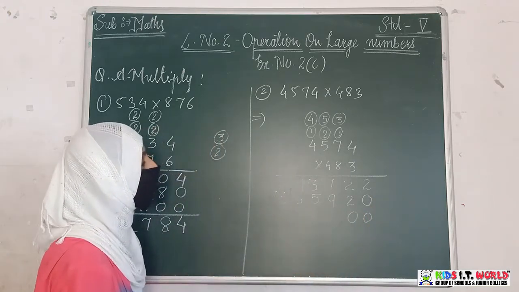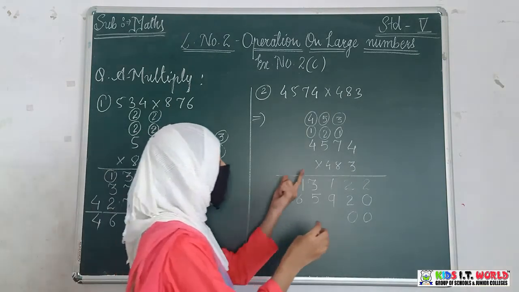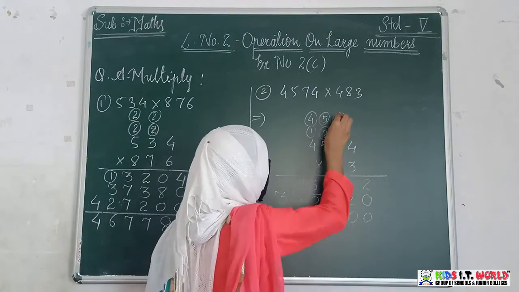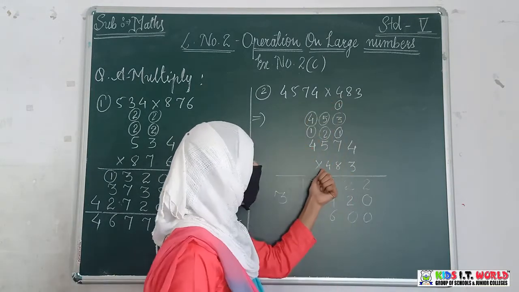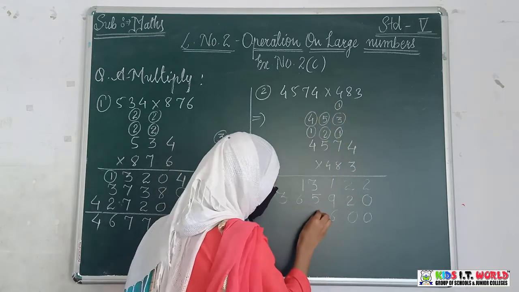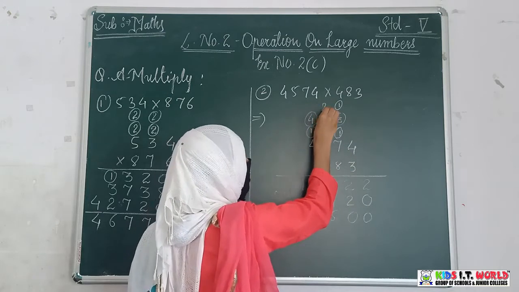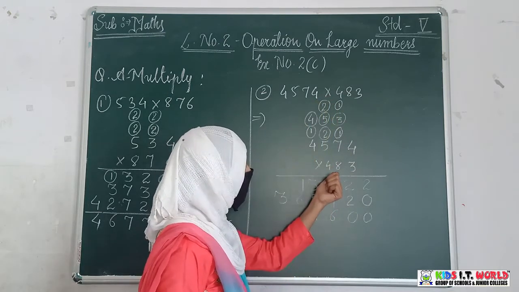Now the next, you have to multiply by the multiplier 4. So 4 4s are 16. From 16 you will write 6 here. 1 will be carried. 4 7s are 28. 28 plus 1 is 29. From 29 you will write 9 here and 2 will be carried.